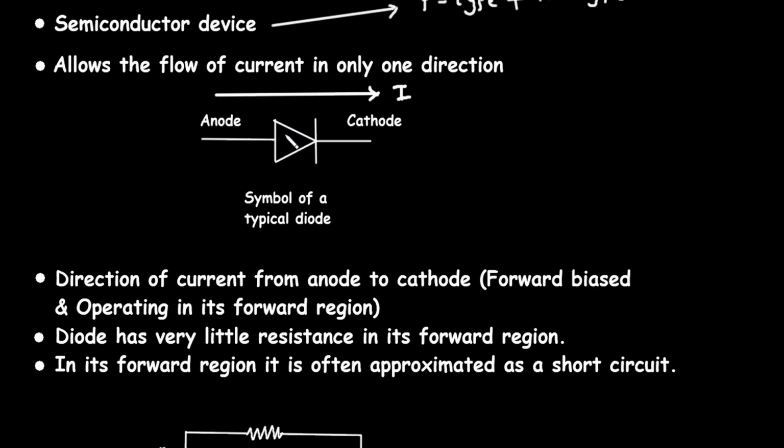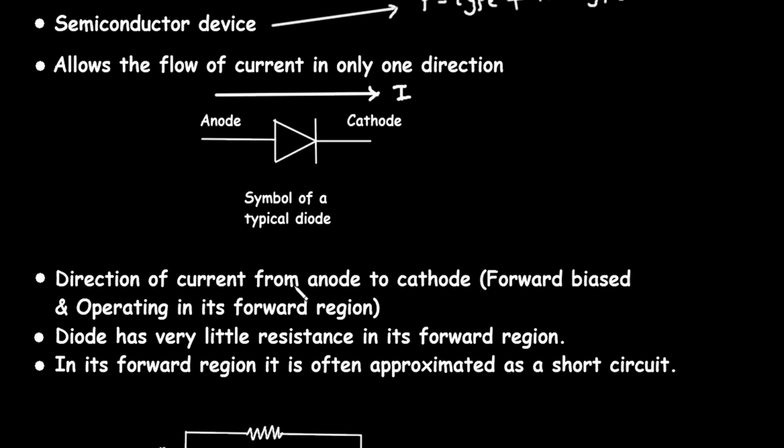One terminal is anode and second terminal is cathode. Anode is made from p-type semiconducting material and cathode is made from n-type semiconducting material. It looks like an arrow. So this arrow indicates the direction of current. So this is the symbol of a typical diode.